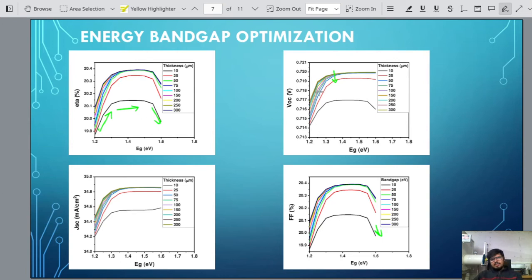Now there is a very interesting change: in the window between 1.35 electron volt and 1.5 electron volt, there is very little change in the efficiency curve. This window is quite stable for optimizing a high efficiency solar cell.